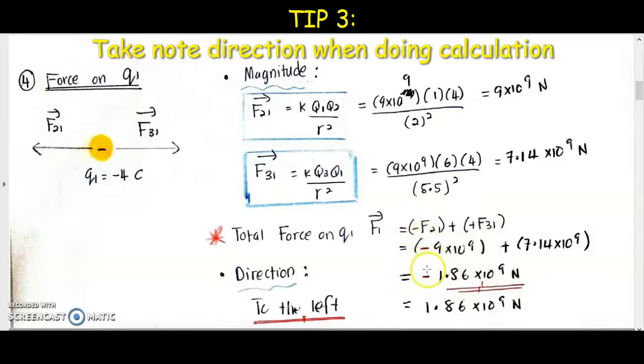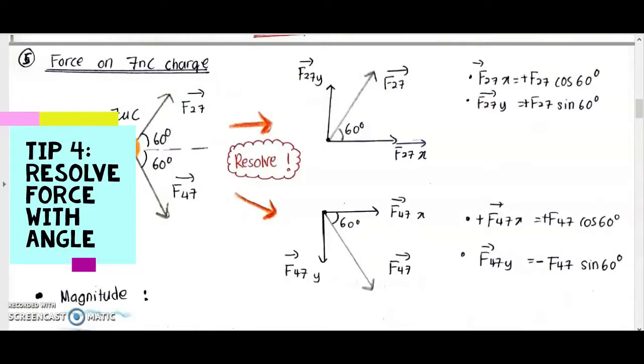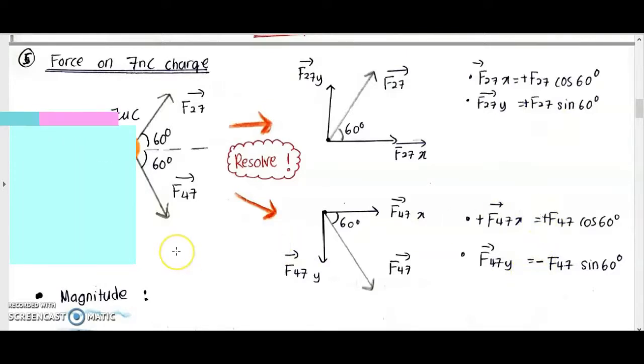Okay, when you calculate, you get negative, simply means that the resultant direction is to the left. Okay. Number 4, any force that has angle means that you have to resolve them into its x and y component. Okay, resolving skill is very important. Okay, you need to be able to resolve into its x and y component and then take into consideration its positive and negative sign. Alright.